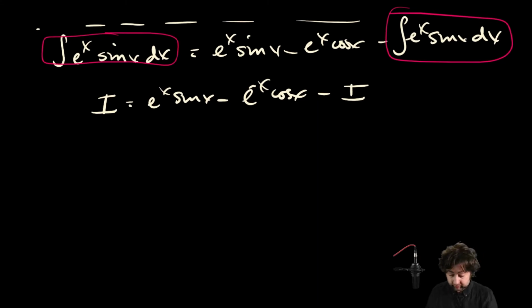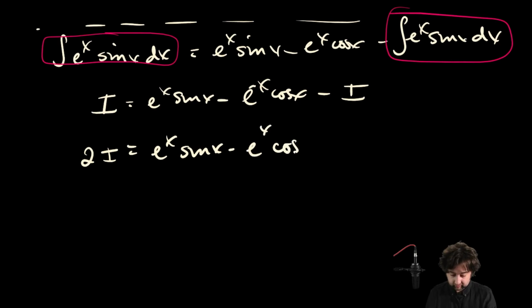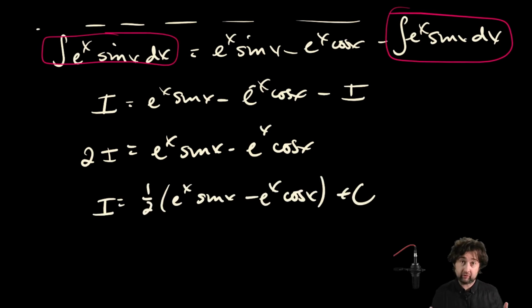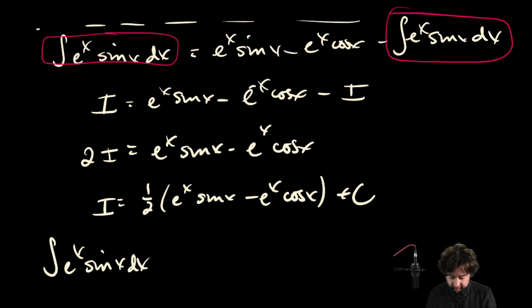So I can add I to both sides, and I'll get 2I is equal to e to the x sine x minus e to the x cosine of x. And so I is just, I'm going to put a plus C in because these are all indefinite integrals and I haven't put it in otherwise. But what was I equal to? Well, I was the integral of e to the x sine of x dx.